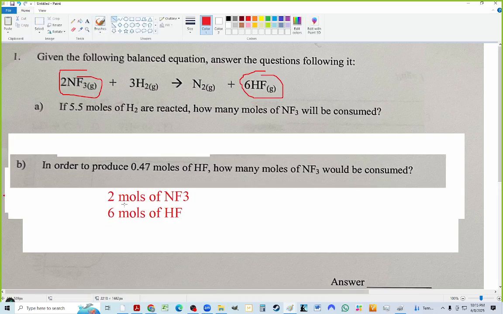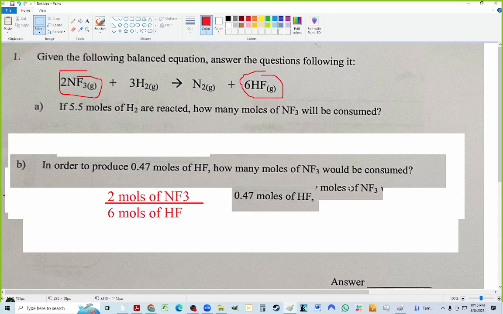Now, what information do they give us in this question? I'll wait till you catch up. We have 4.6. But here's the important part. Moles of what? HF. Right. Now, what are they looking for? NF3. Right. We don't know that. Which one has NF3 at the top?